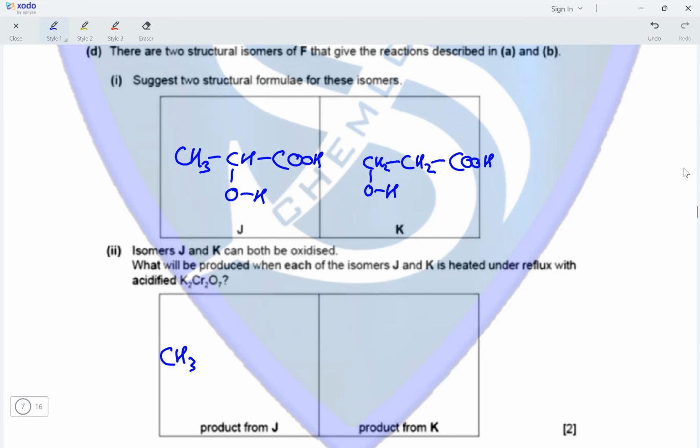So CH3, C double bond O, single bond C double bond O, OH in the case of J. And in the case of K, since it's a primary alcohol, it will convert into a carboxylic acid. So HOOC, CH2 and COOH. This is the product upon oxidation of K.